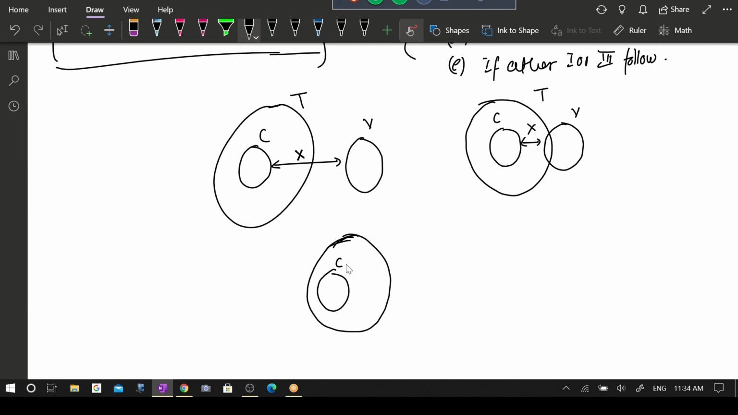All cats are toys and no vets are toys, this is also one of the possibilities. Why not? How can you ignore it? And one more possibility is all cats are toys and no vet is a cat. So there are four possibilities over here, isn't it?